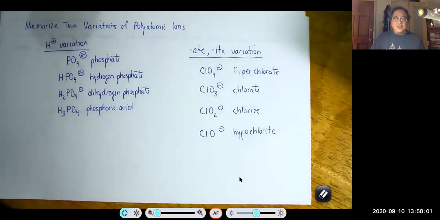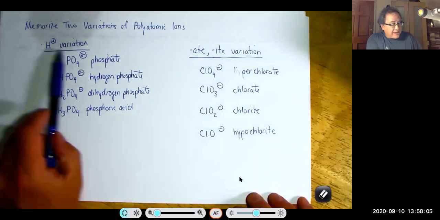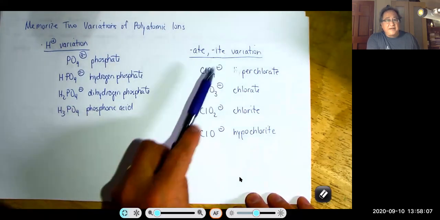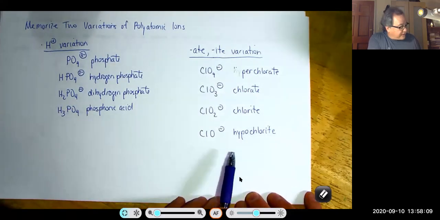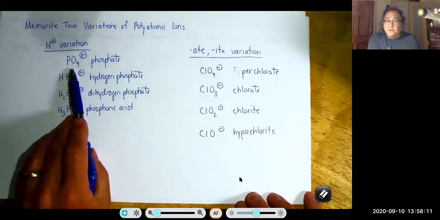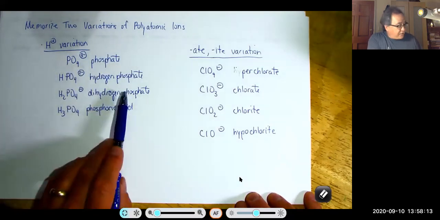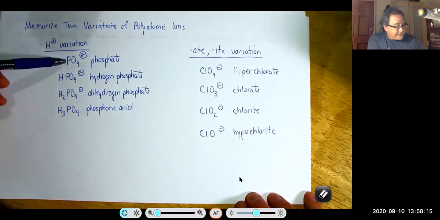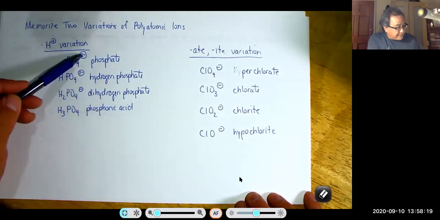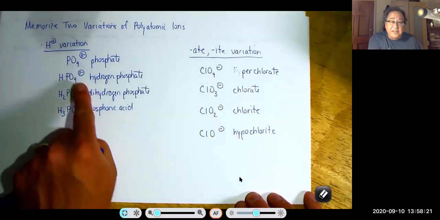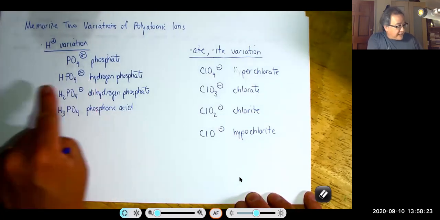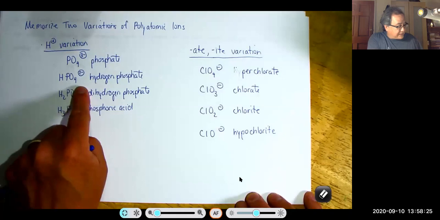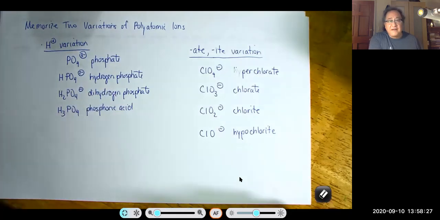Next, we have variations on these polyatomic ions. I call this the H+ variation and the 8 variation, if you will. Okay, so here, the phosphate ion is PO4 3-. If you add an H+ to this, +1, the +1 and the -3 add up to -2, so that explains the charge here, and you get HPO4, and this is called the hydrogen phosphate ion, okay?